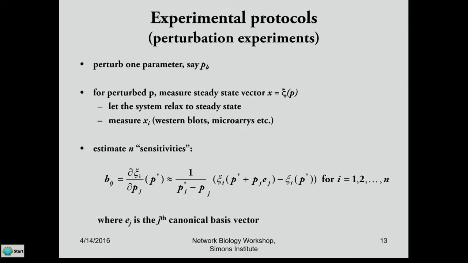Okay, so the experimental protocol is this. Very simple. You perturb one parameter, say Pk. When you perturb it, the state variables, the concentration of proteins or activity levels of gene expressions, change. So you just let the system settle to a steady state, and you measure the state variables, and then you compute the sensitivity, which is the derivative, which you can approximate over a small range by the difference equation. Okay, so that's as straightforward as that.